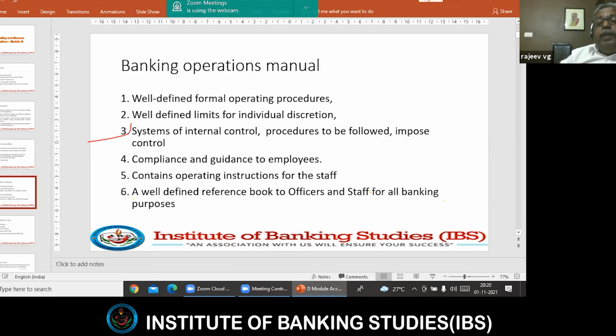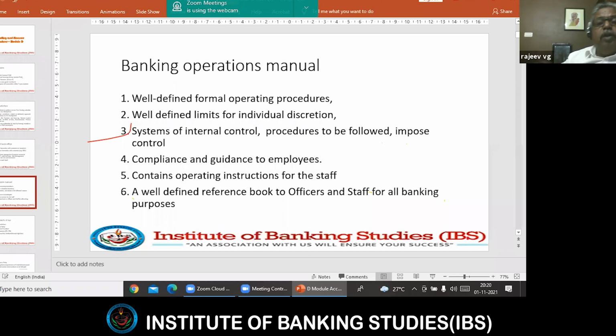The banking operations manual gives well-defined operating procedures in respect of each and everything. Starting from how to open an account, how to post a cheque, all those things will be available. Well-defined limits for individual discretion: what are the discretion powers of each and every one? Up to what level can I go? I can do certain things.